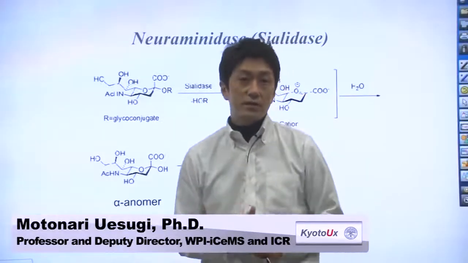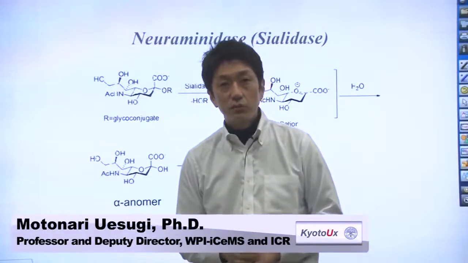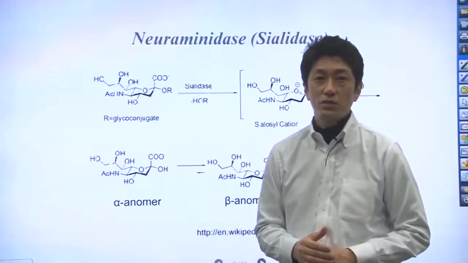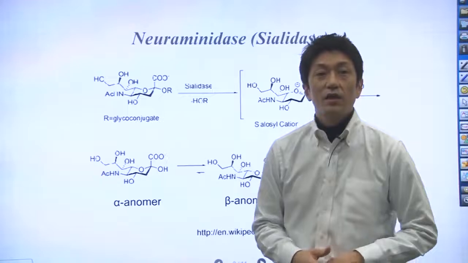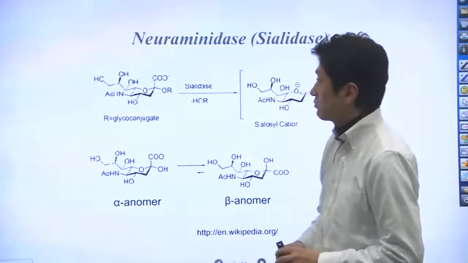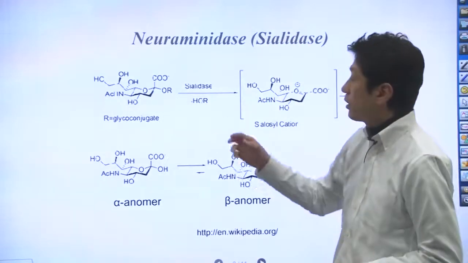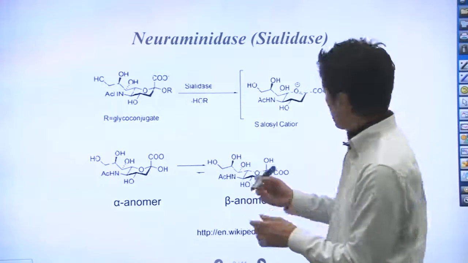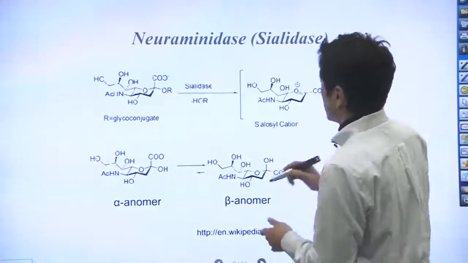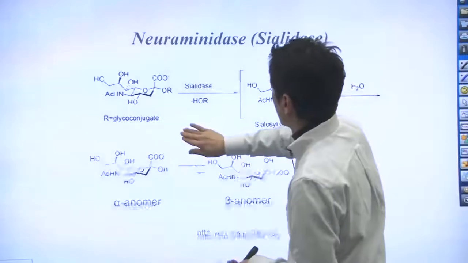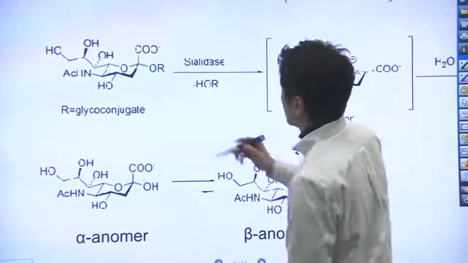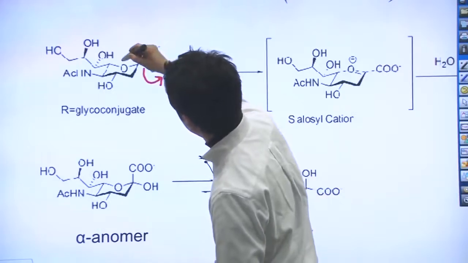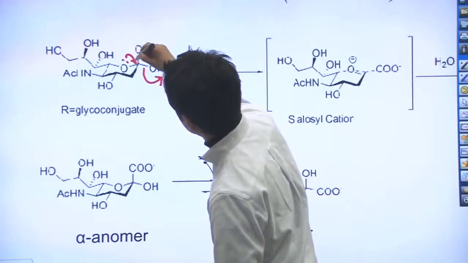Neuraminidase or sialidases are enzymes that cleave the glycosidic linkages of neuraminic acids or sialic acids. The first step of the enzyme reaction is the removal of glycoconjugate. The electron goes here and comes here.